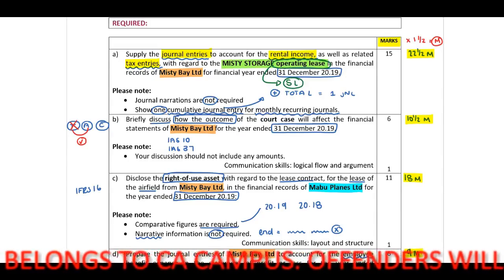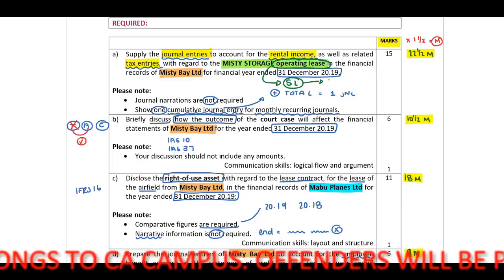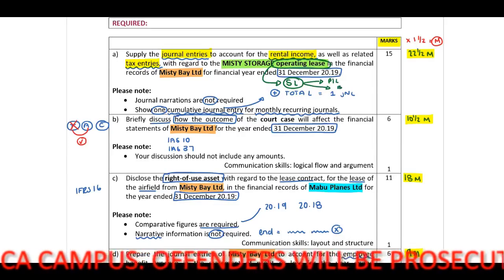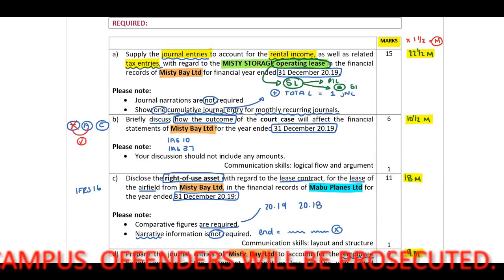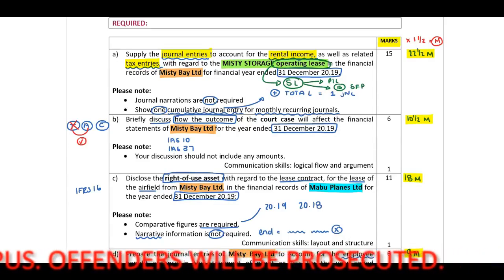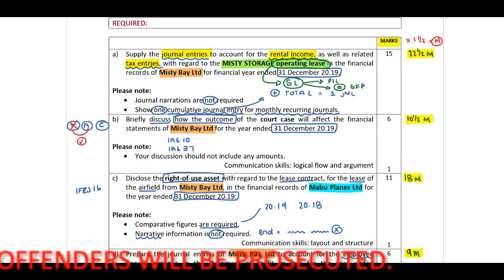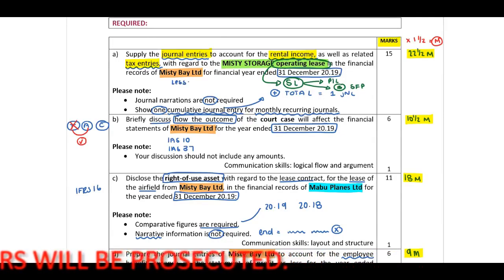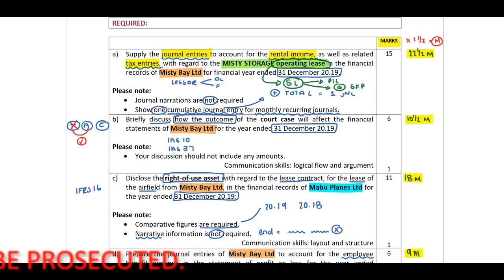Remember, straight lining of the lease, we need to include the straight line amount in our profit and loss, and this will result in a balancing figure being recognized in our statement of financial position. In the financial records of Misty Bay Limited, remember, Misty Bay is our lessor, and in the lessor's records, either an operating lease or a finance lease, but they indicate to us that this is an operating lease. Pretty good discussion question as well, because this is short-term leases, right?